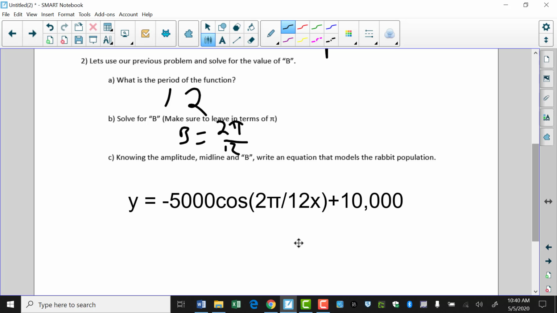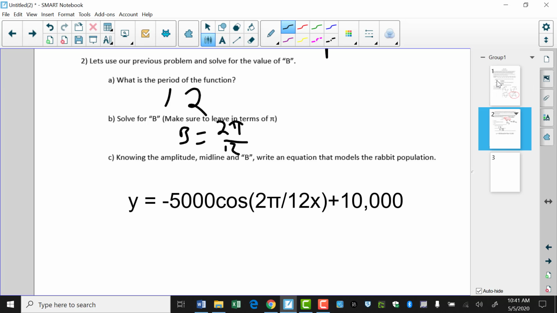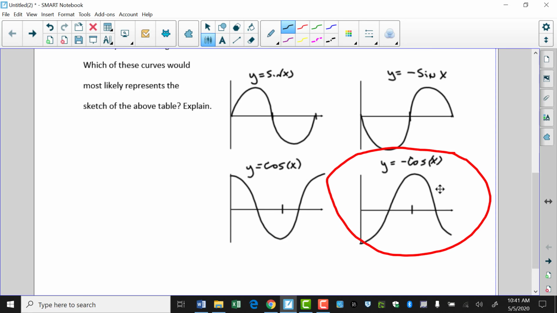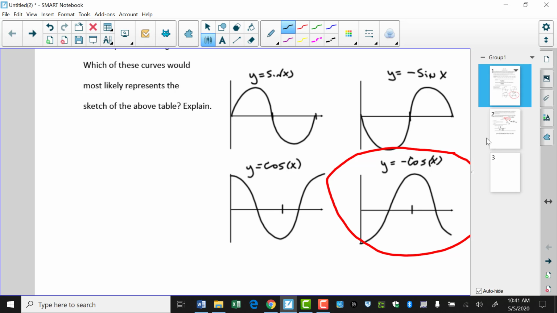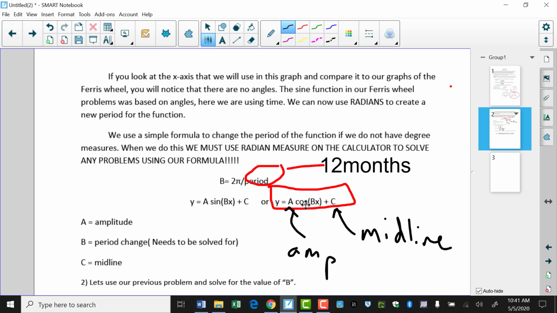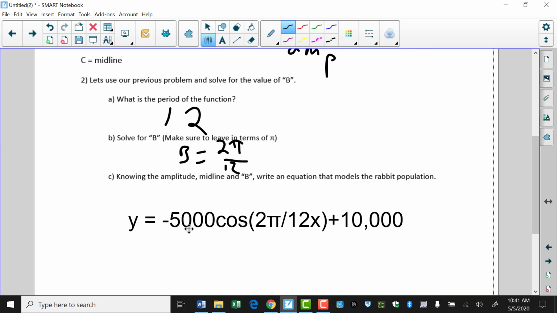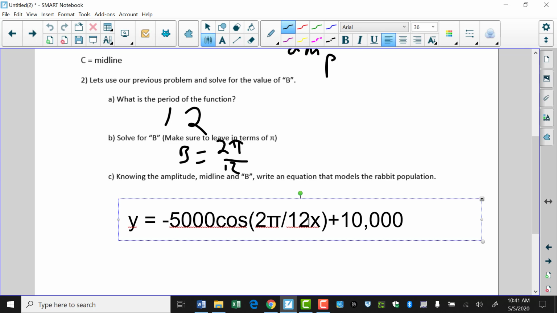And this is what you should have got. Don't forget the negative. Where did the negative come from? Just as a reminder, if we go back here, our graph looked like this, so it was a negative cosine. Because we picked the negative cosine graph, we use cosine here. And then again, our amplitude is 5,000, our midline is 10,000, and we do 2 pi divided by 12x in order to get our information here.